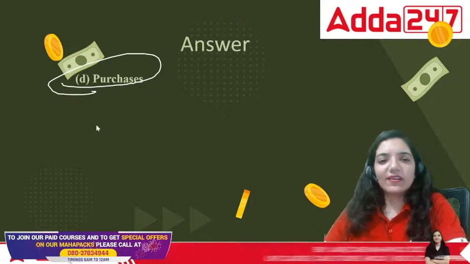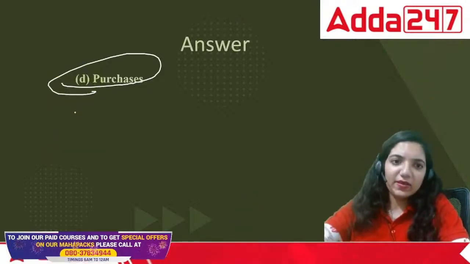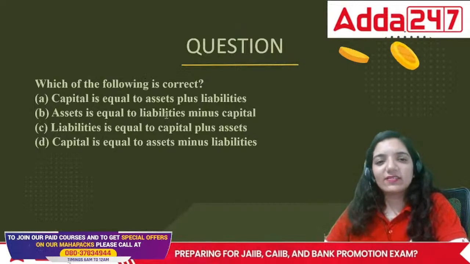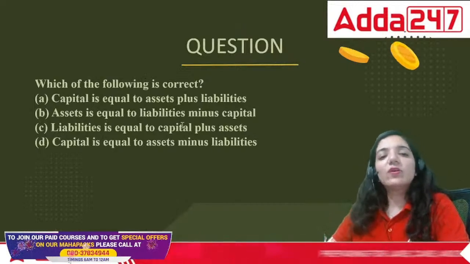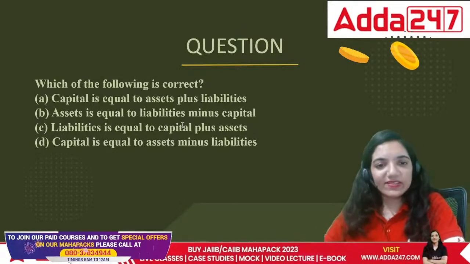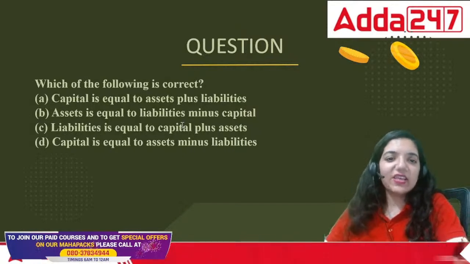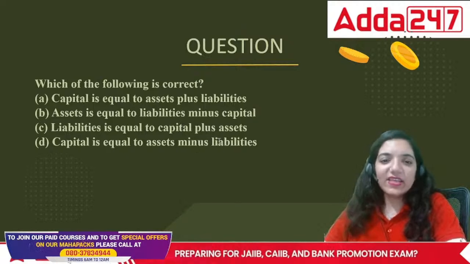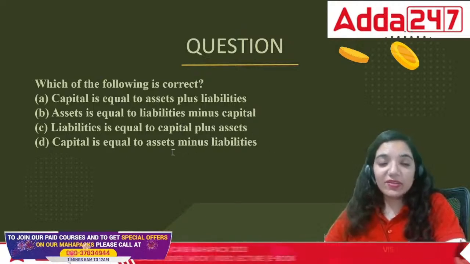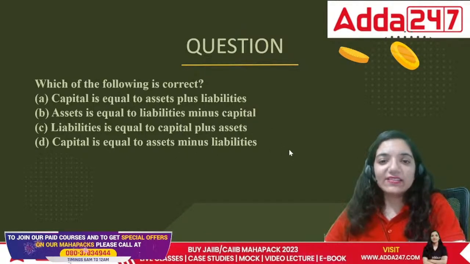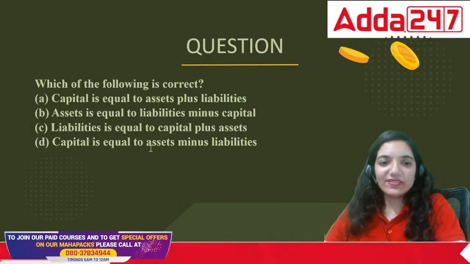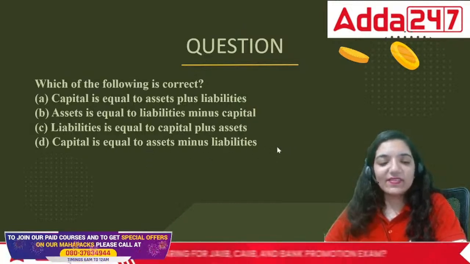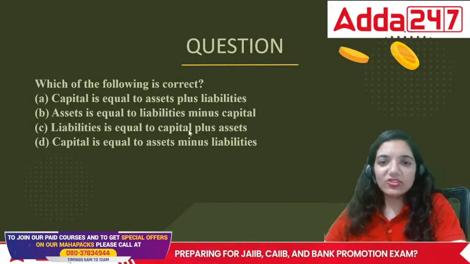Now what would be the correct answer? Among the following, which is correct? Capital is equal to assets plus liabilities. Assets is equal to liabilities minus capital. Liabilities is equal to capital plus liabilities, or capital is assets minus liabilities. This is the balance sheet equation.